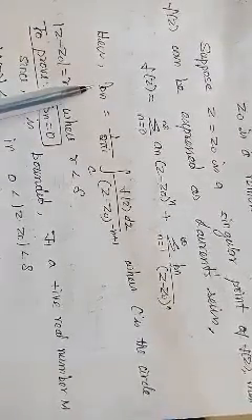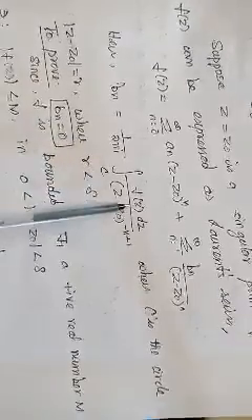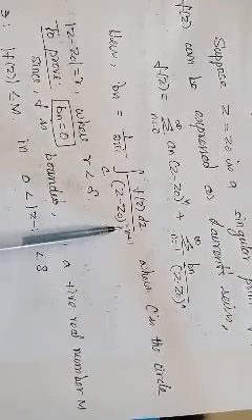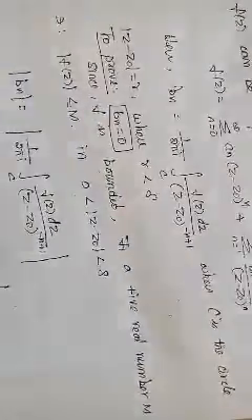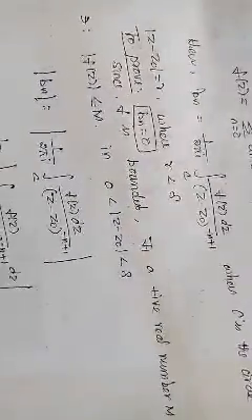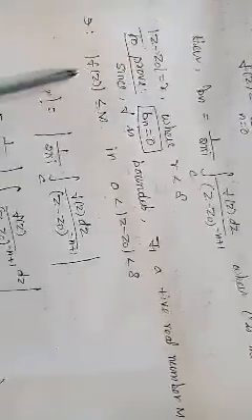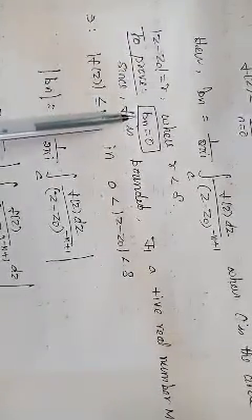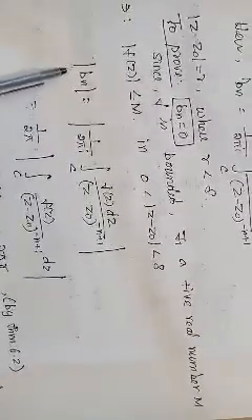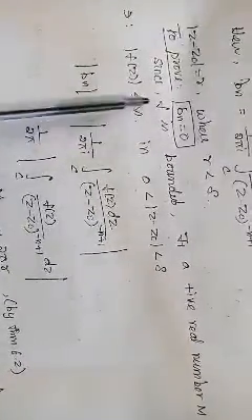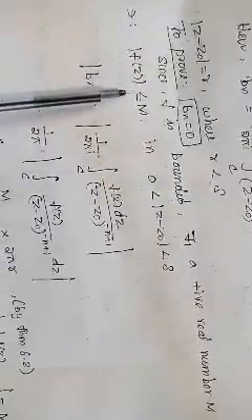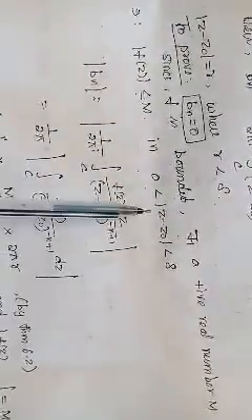What is Bn? Bn is 1 by 2 pi i, integral over c of f of z dz by z minus z0 whole to the power minus n plus 1, where c is the circle modulus of z minus z0 equal to r, as we have seen in Laurent's theorem. In order to prove that Bn equals 0, I am going to find the modulus value of Bn. Since f is bounded, modulus of f of z will be less than or equal to M in the specified region. So let me take modulus on both sides of Bn.